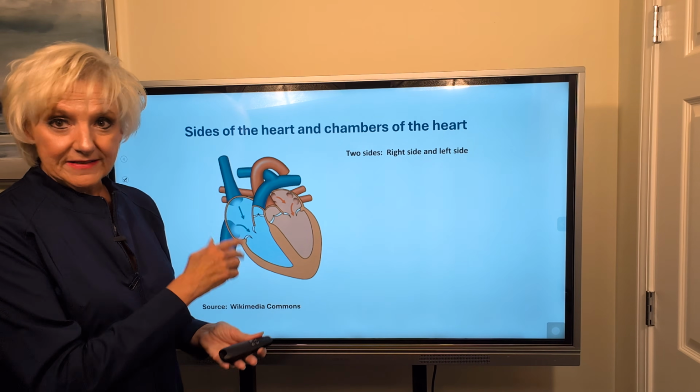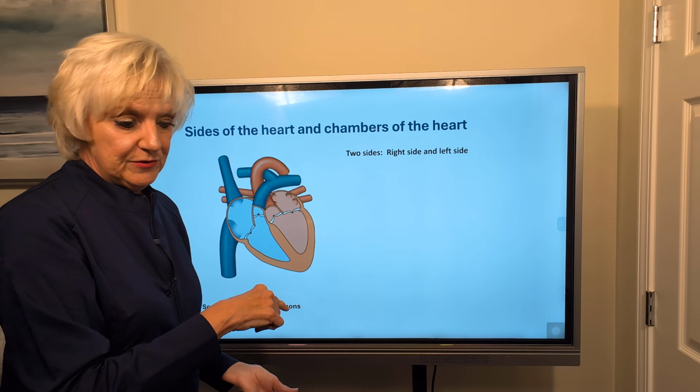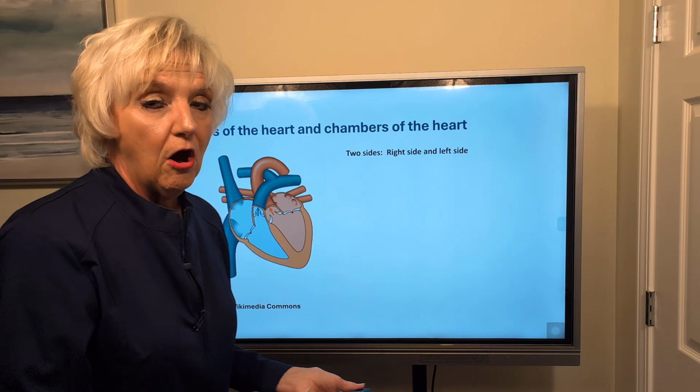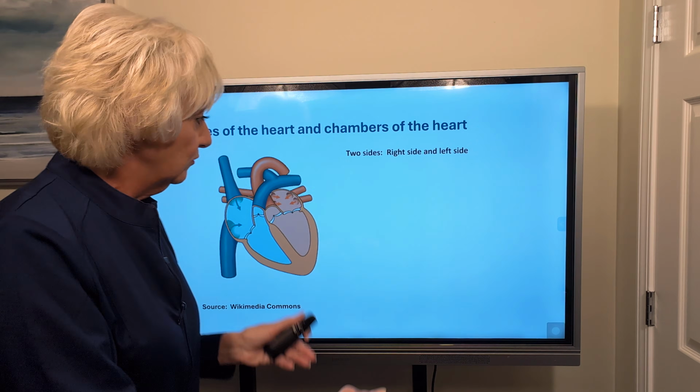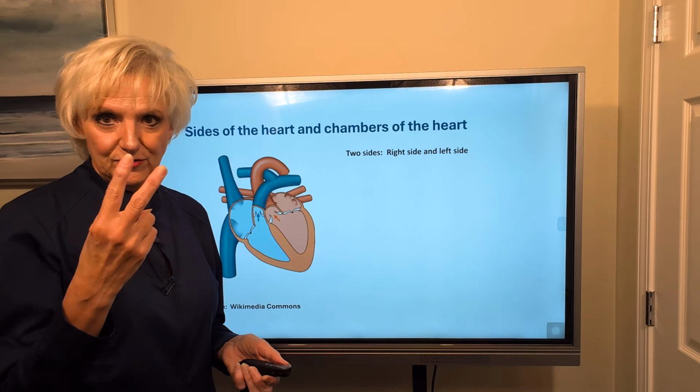The heart has two sides, the right side and the left side. And I want to remind you, you as the nurse are always looking at your patient. So this is the right side of my right hand. This is my left hand. This is the right side of my heart. This is the left side of my heart. So turn back around. We're looking at the patient. This is the right side. It's the left side. The heart has two sides.